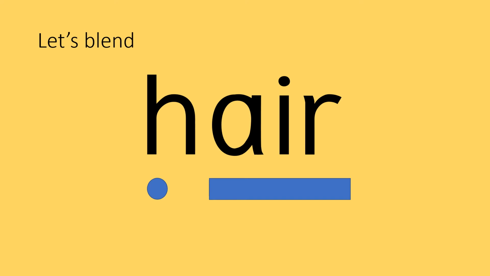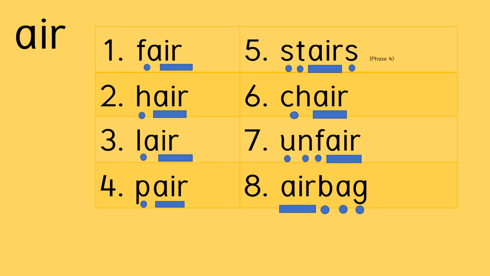Real easy. So we've only got two phonemes because there's only two sound buttons there. So we've got h and air, hair. Excellent. So that's the hair on your head. So we've got hair. Let's have a little bit more blending practice.